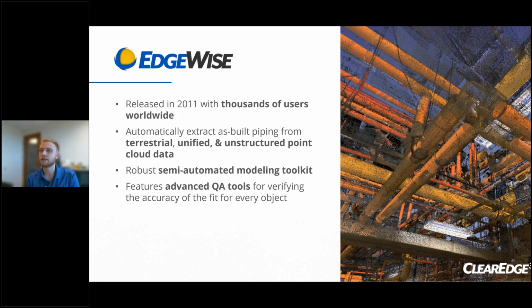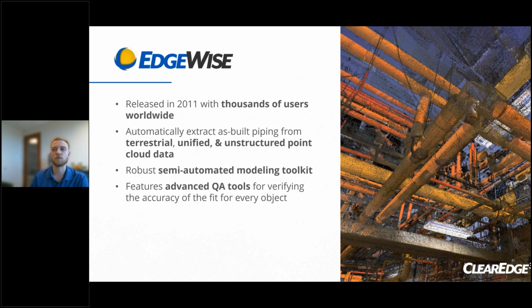So hence EdgeWise Plant. Some key components of EdgeWise are going to be the ability to automatically extract from point clouds. So this image, and a lot of what we'll be seeing throughout this demo, is 100% initially extracting cylinders from the point cloud. And through that, we have a lot of flexibility. We can work with terrestrial data, we can work with unified data, we can work with mobile data. So we have a lot of flexibility in how we're able to automate that pipe extraction. We have a large amount of very robust semi-automated tools, and these are also key factors.